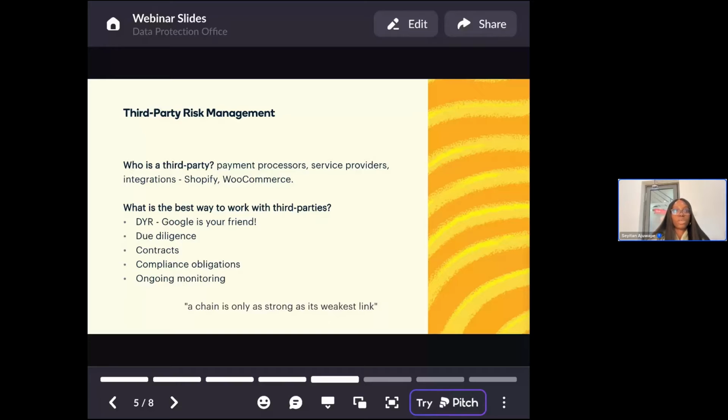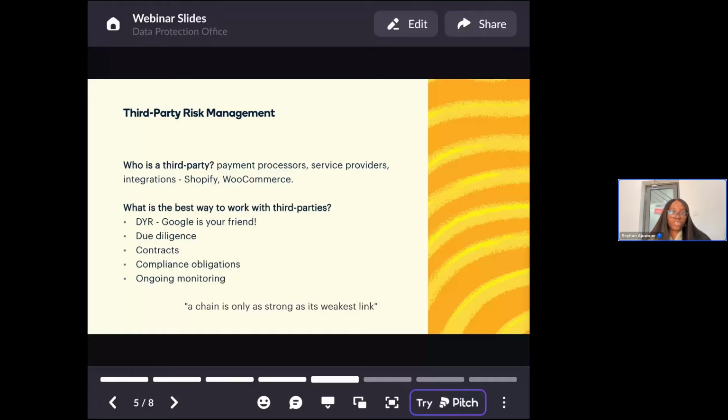Also, make sure you do your due diligence. Ask questions. Ask them if they have a privacy program. Ask them if they have a privacy notice on their website. Ask them if they've been audited, if they file their NDPR audits, if you're in Nigeria, for instance, and so on. And just make sure that they have a robust privacy program, as well as good security practices to protect your customers' data. Also, you want to make sure that you have contracts in place just to protect yourself in case anything goes wrong.